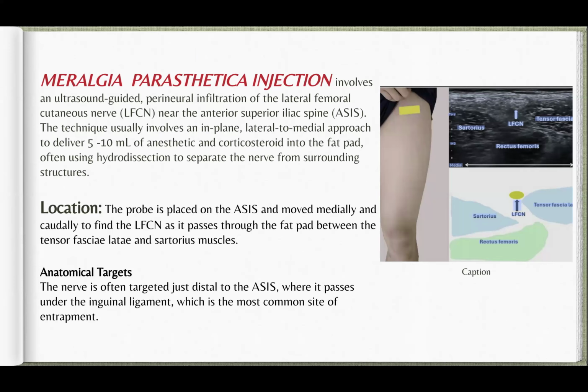The probe is located on the anterior superior iliac spine and moved medially and caudally to find the lateral femoral cutaneous nerve as it passes through the fat pad between the tensor fascia lata and sartorius muscles. Anatomical targets: the nerve is often targeted just distal to the anterior superior iliac spine, where it passes under the inguinal ligament, which is the most common site of entrapment.